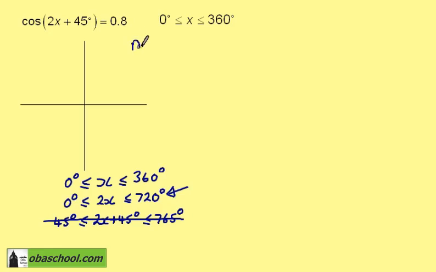We're going to use the CAST diagram in the normal way, and we're looking to solve cos(2x + 45 degrees) = 0.8.